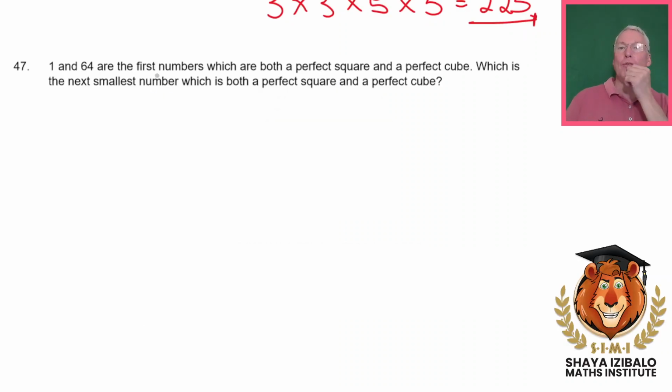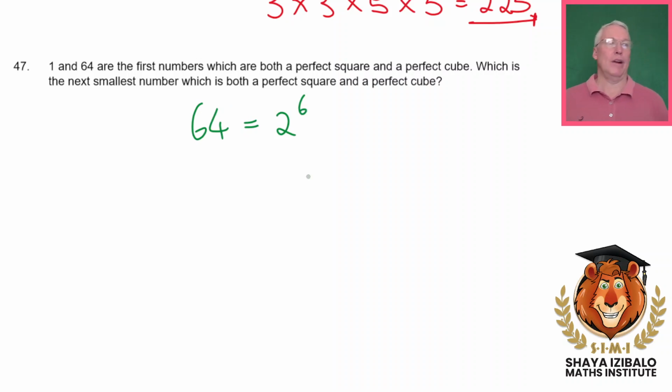Okay, so 1 and 64 are the first numbers which are both a perfect square and a perfect cube. If we prime factorize 64, 64 is actually 6 2's. It's 2 to the power of 6. Remember, 2 is the smallest prime number. 6 of those is really cool because you can split 6 2's either into 2 groups of 3, which would make a perfect square, or into 3 groups of 2, which would also make a perfect cube.